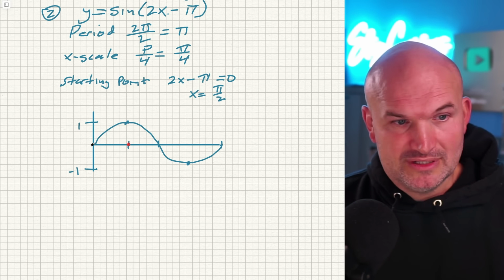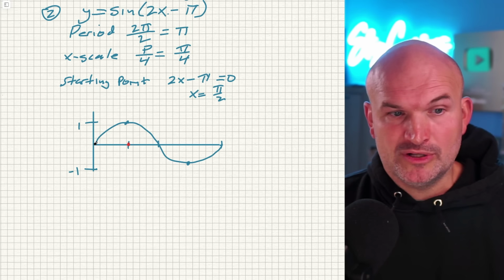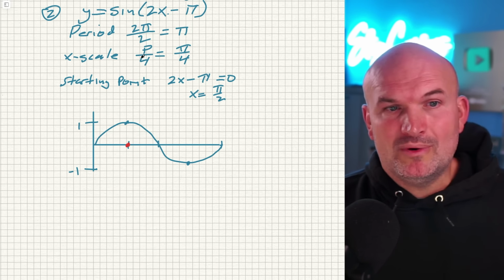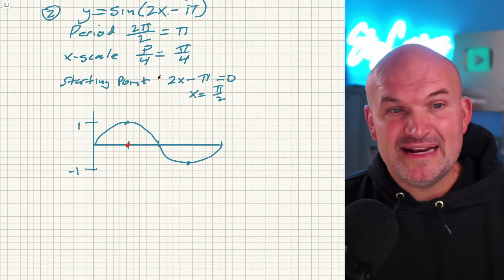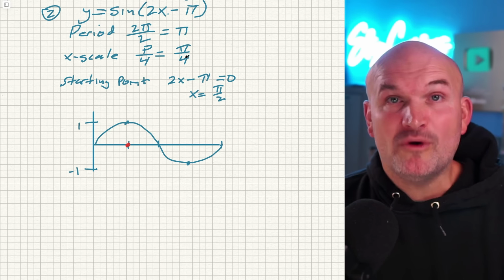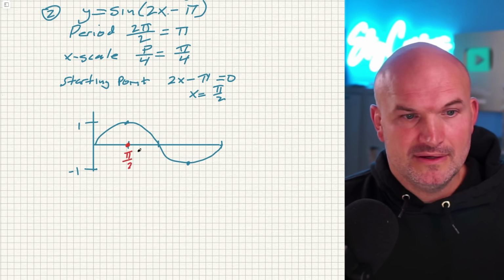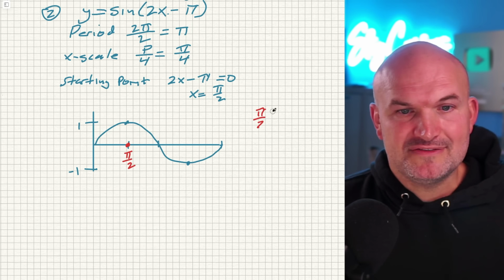So I'm going to say, all right, instead of at 0, 0, that's the starting point of the initial period, this point is going to be over here. Oh, actually, that was my next point to go there. And then I need to understand, well, what is my new x scale? My new x scale is going to be going over by pi fourths, not by pi halves.